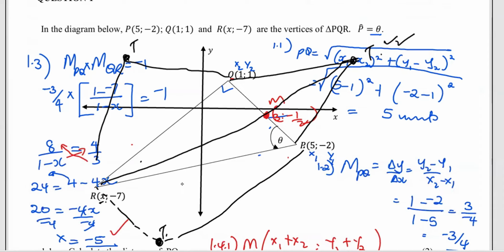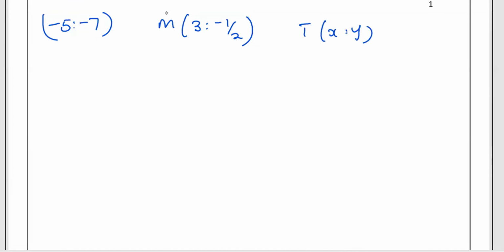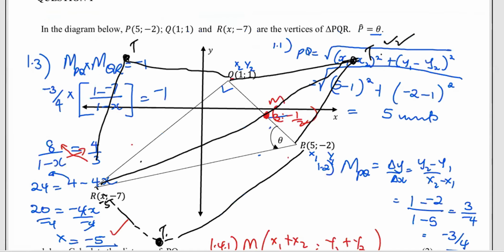So if our x is -5 there, I'm using the midpoint. We're saying -5 and -7, and our midpoint, we said, is 3 and -1/2. Now we are finding T, which is (x, y). So that's the kind of approach we're looking at.